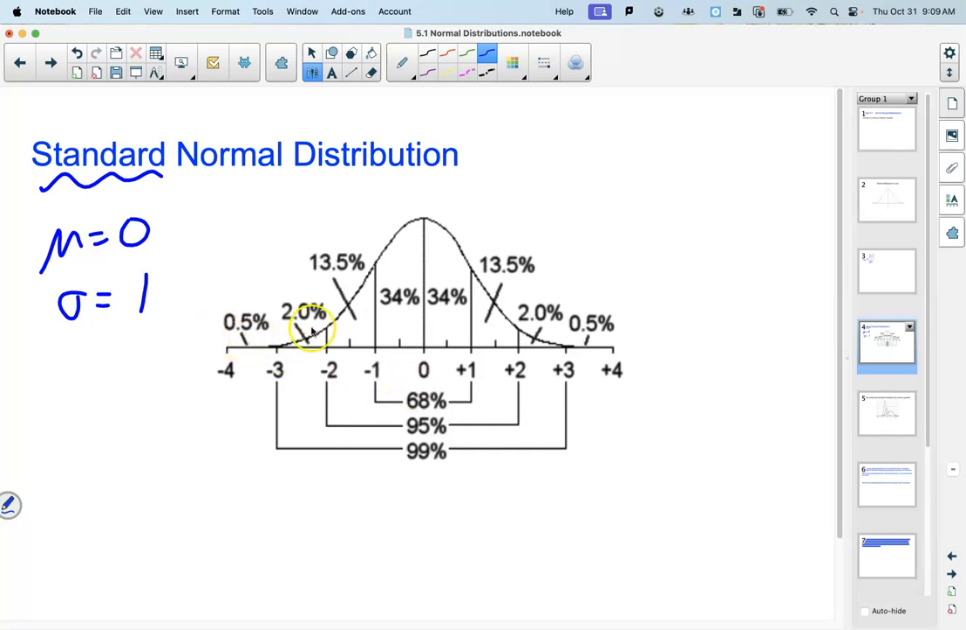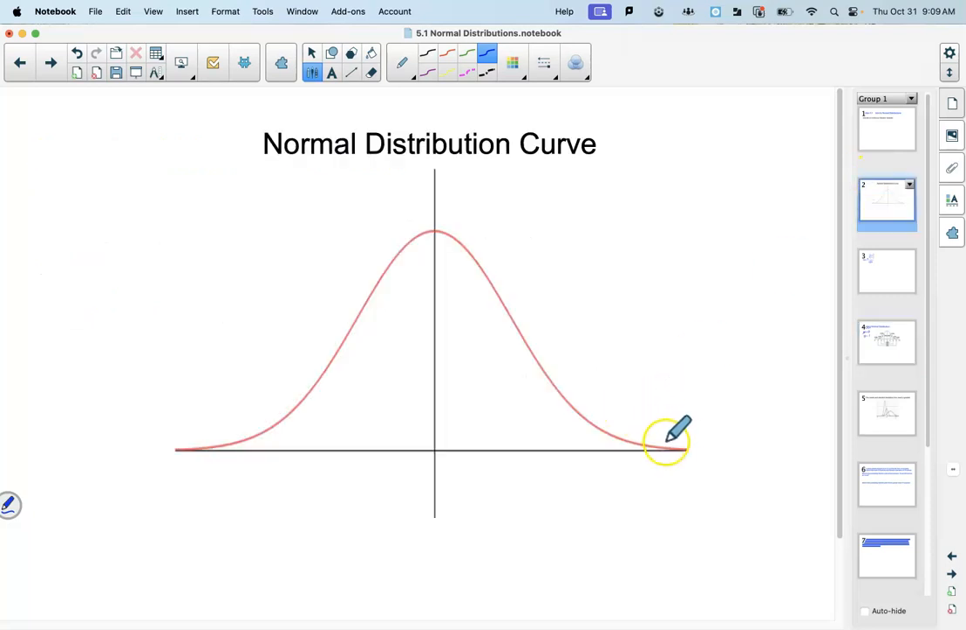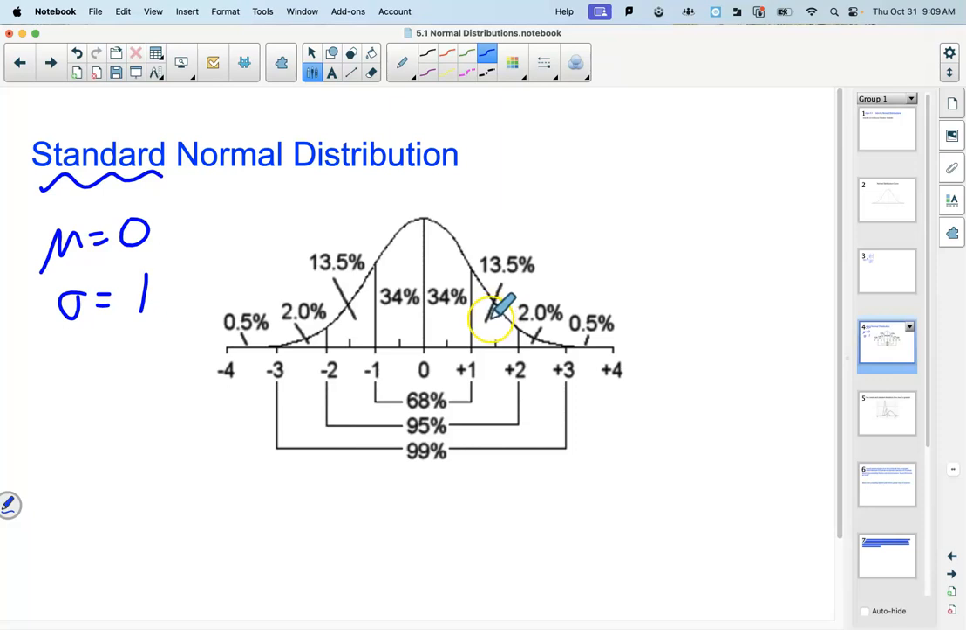What's interesting here is the area under the entire standard normal curve is exactly 100%. Interesting thing about it is that the standard normal curve actually doesn't end. It just goes this way forever. It's just the area under it gets smaller and smaller and smaller. It's kind of an interesting concept, dealing with infinity.